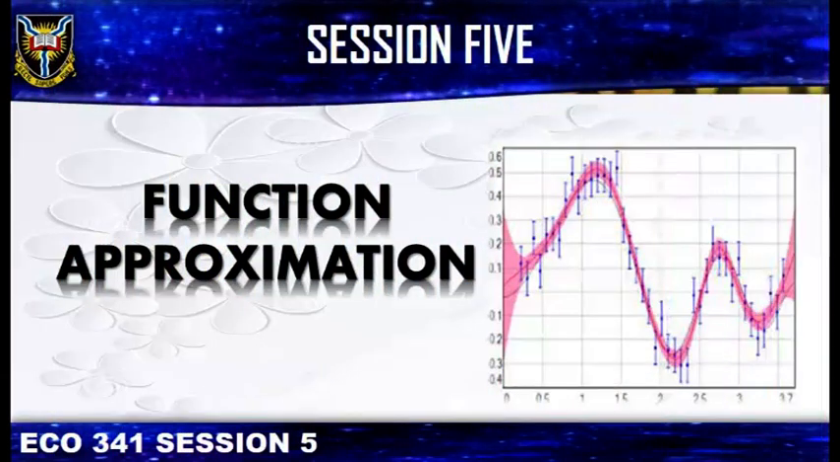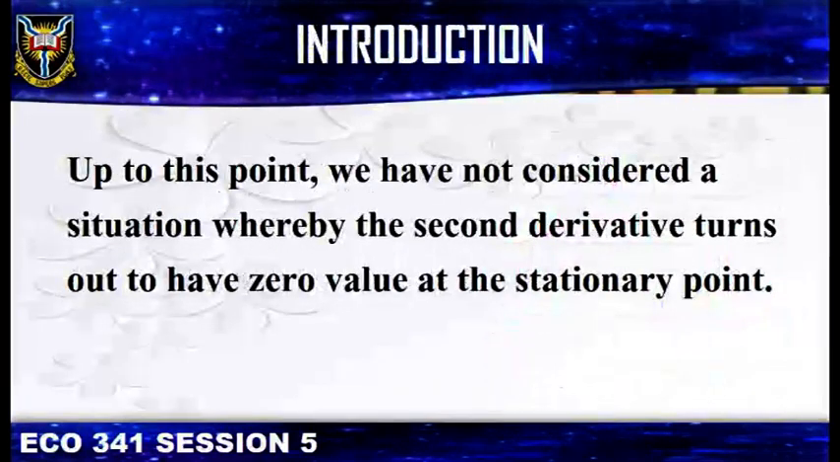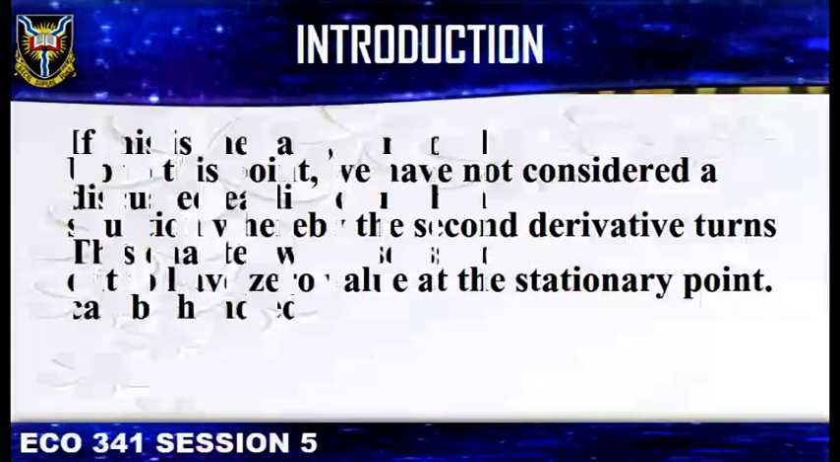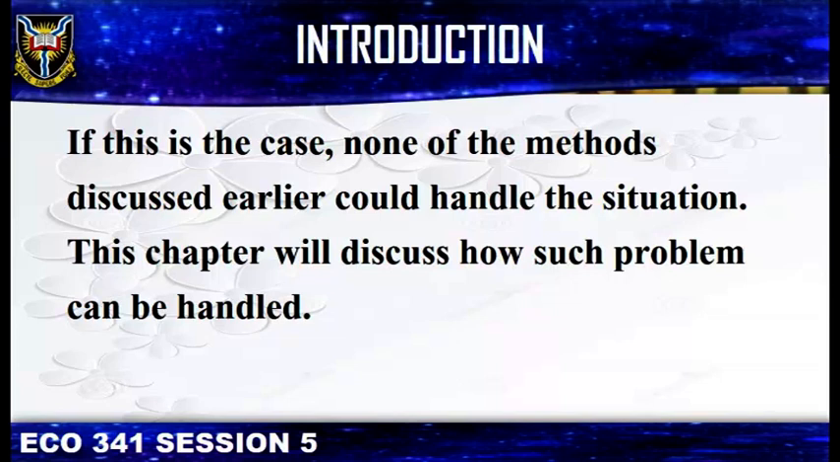Studies Section 5, Function Approximation, Introduction. Up to this point, we have not considered a situation whereby the second derivative turns out to have zero value at the stationary point. If this is the case, none of the methods discussed earlier could handle the situation. This chapter will discuss how such a problem can be handled.